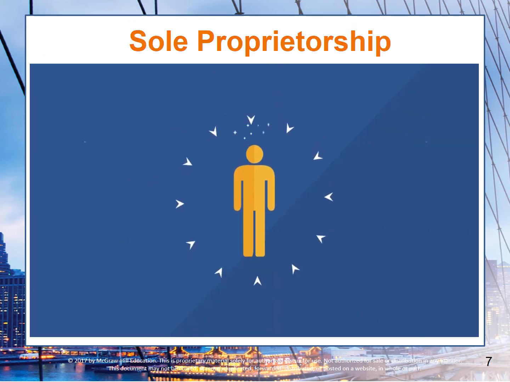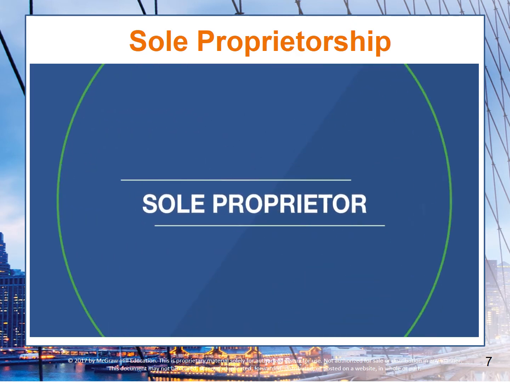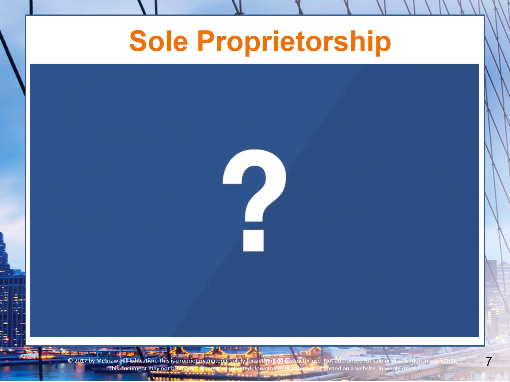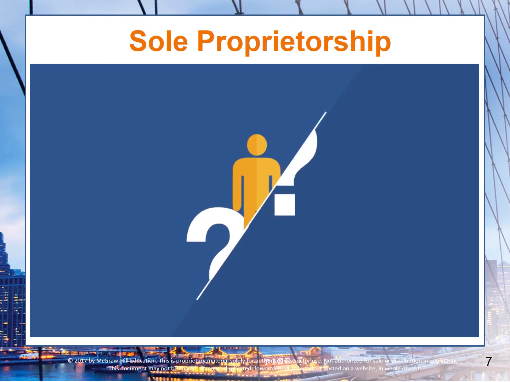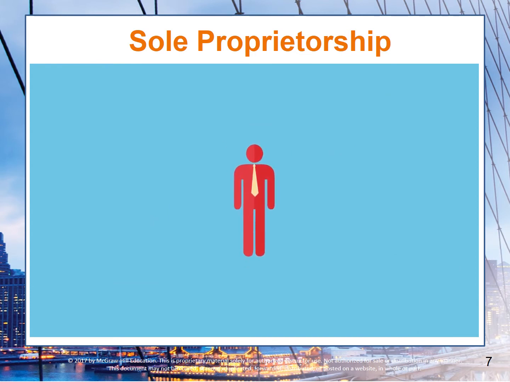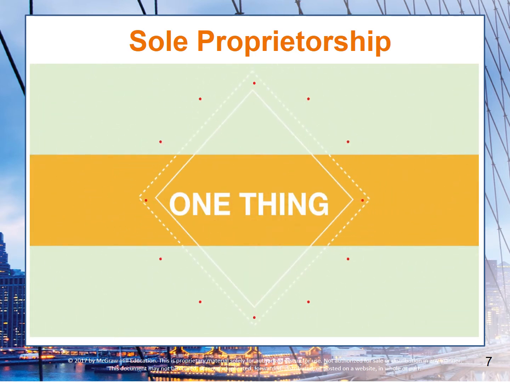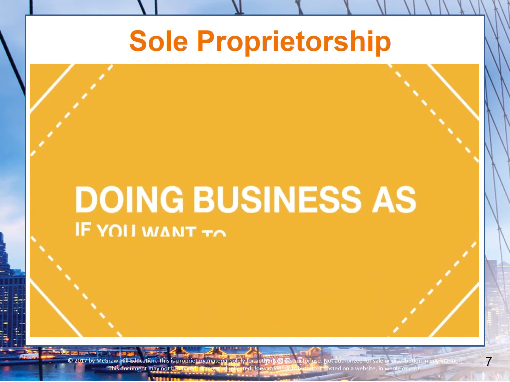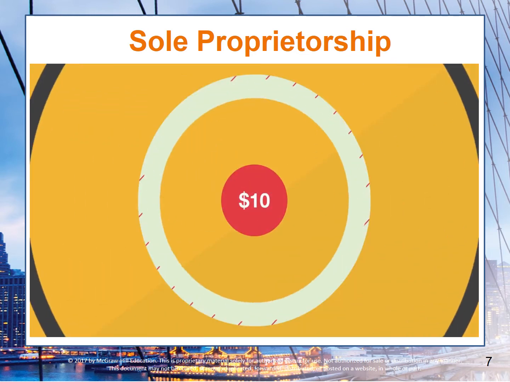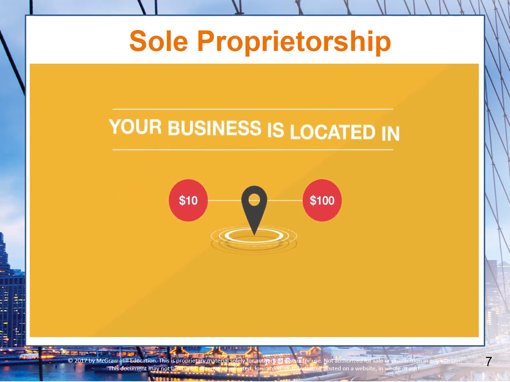If you're the only owner in your business and haven't formed a business entity, then you are a sole proprietor. What this means is that there is no legal distinction between you and your business. You are one and the same. Not only are you your own boss, but there's no fee or process to form a sole proprietorship. All you have to do is start making sales. One thing that you will need, however, is a DBA, doing business as, if you want to use a trade name. This usually ranges between $10 and $100 depending on the county your business is located in.